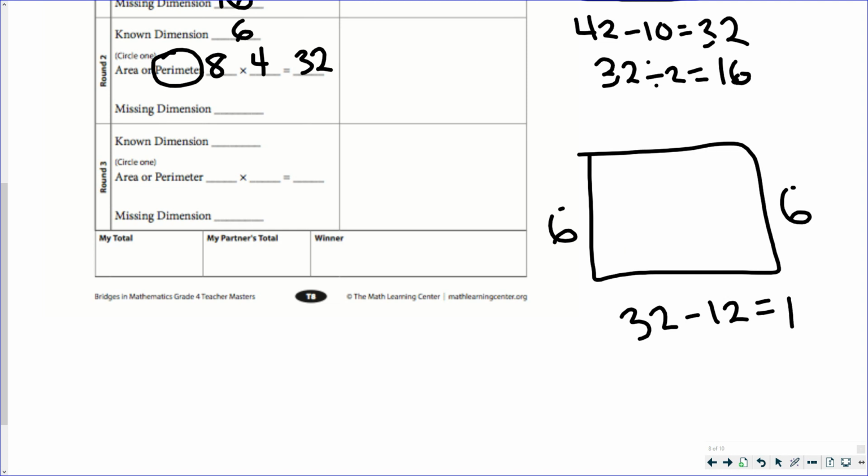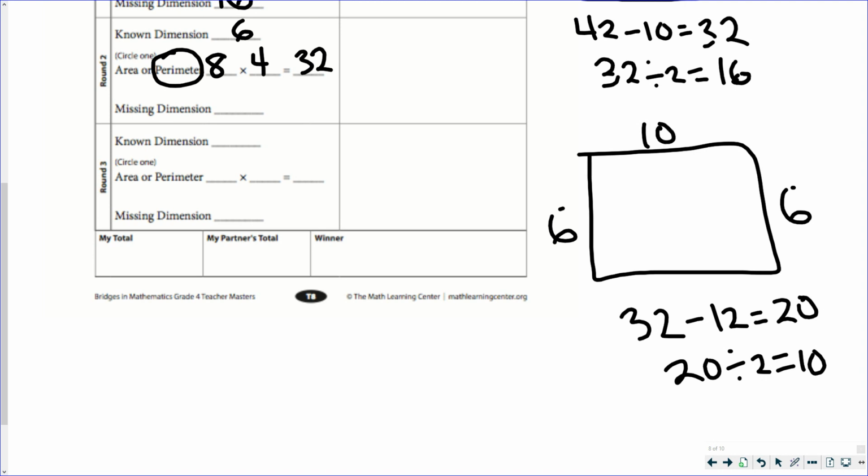If we do that, we end up with a total of, I apologize, 32 minus 12 equals 20. And then that means that both this side and this side together equal 20. We need to split that once again. 20 divided by 2 equals 10. Our missing dimension is 10.